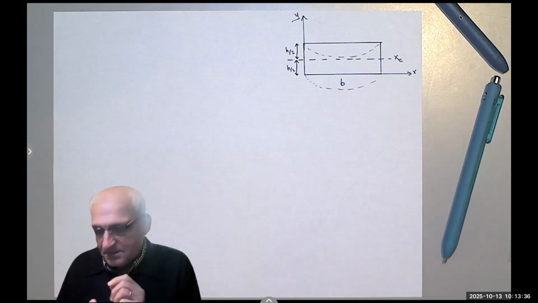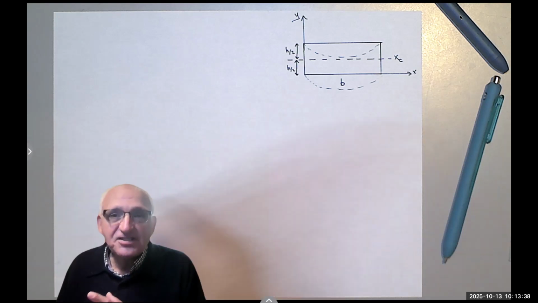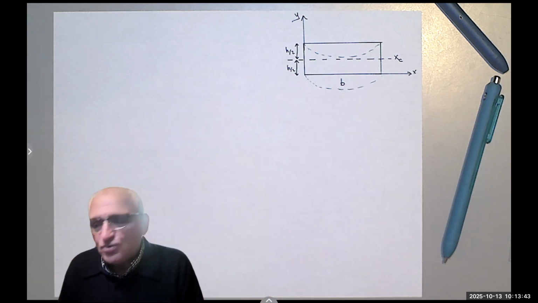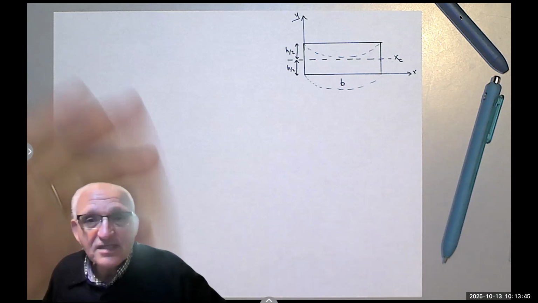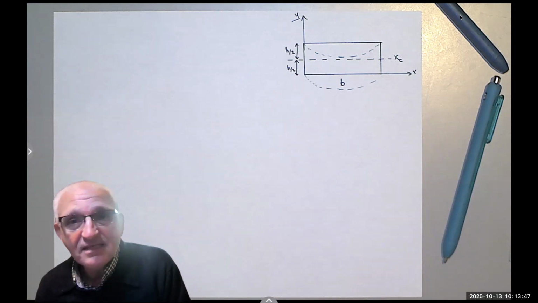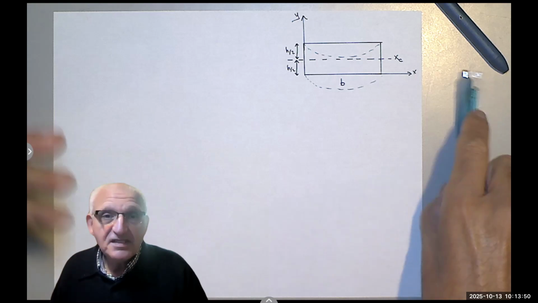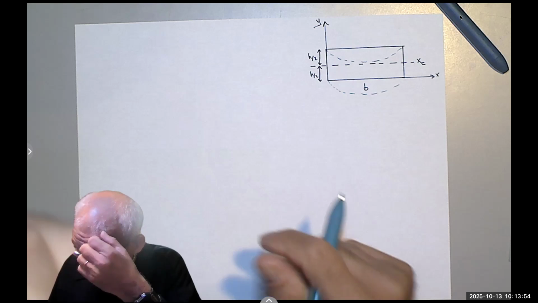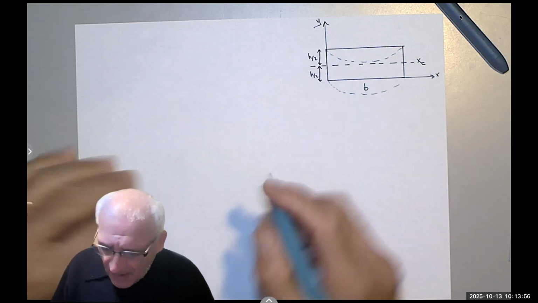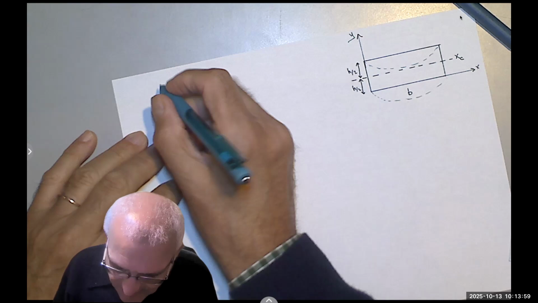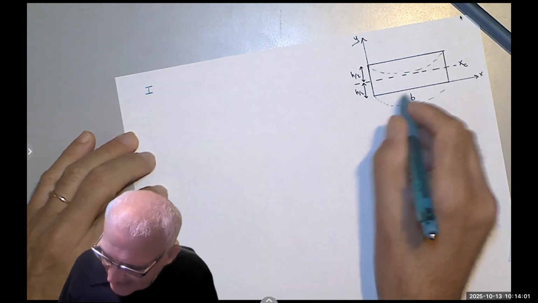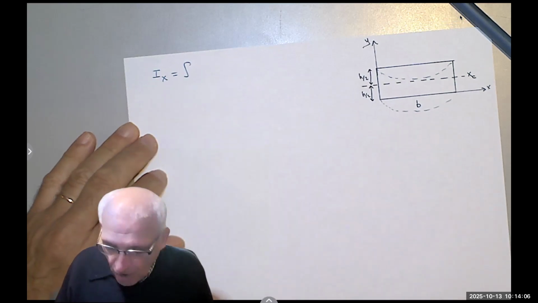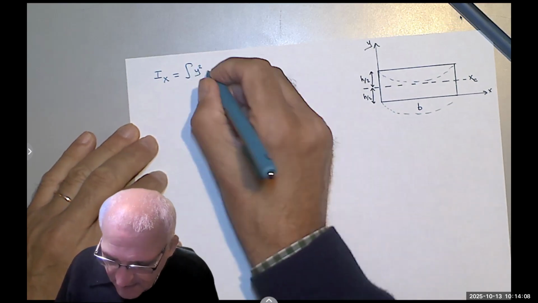So what resists that deflection is the section moment of inertia. So we need to first define what the moment of inertia is, and then see how we can find it. So let's take again the same easy example of a rectangle. But before that, we say that the moment of inertia about the axis x equals the integral of y squared dA.